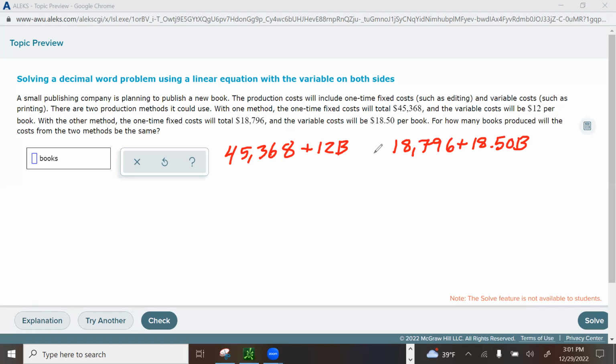For how many books produced will the costs from the two methods be the same? So when are they equal? Well, we got a variable over here and a variable over here, and it's time to just throw you into the middle of the pond and say, it's time to swim.